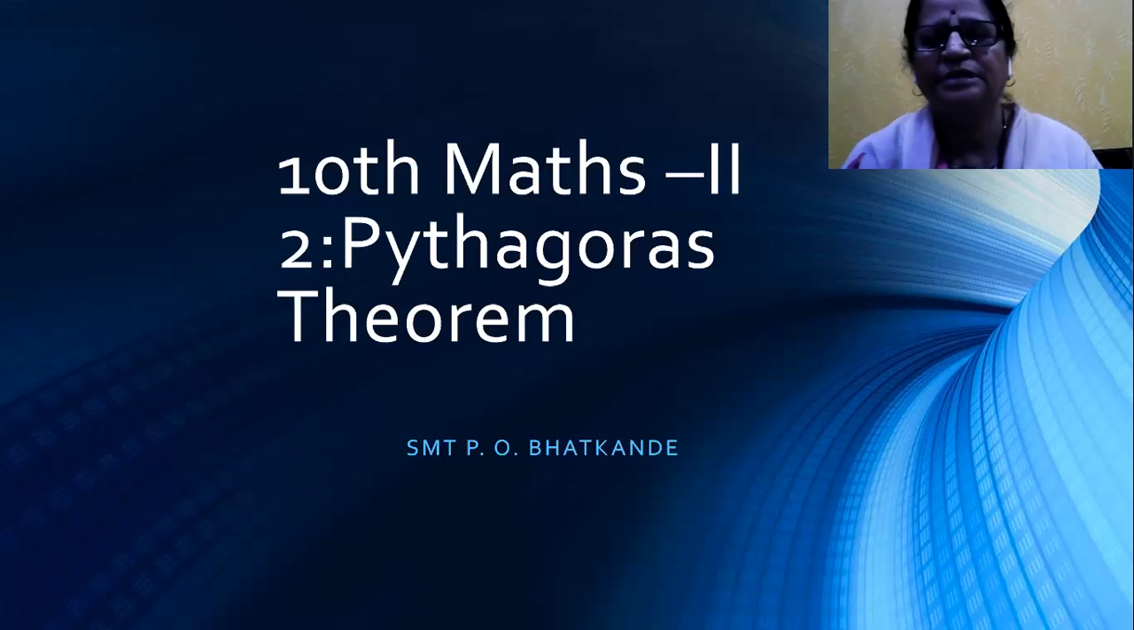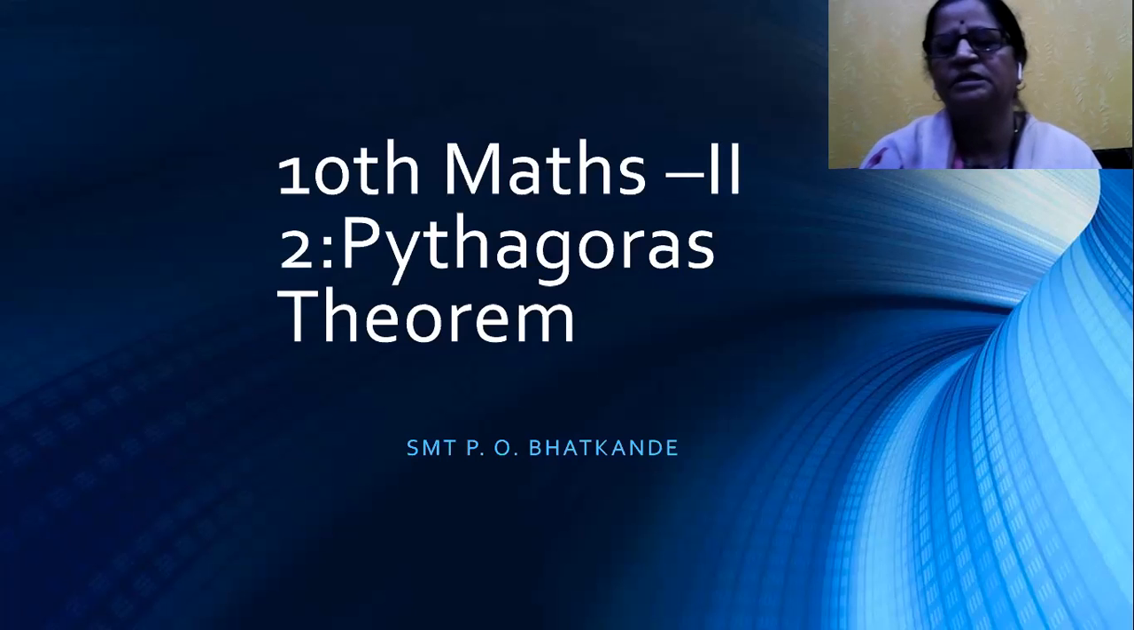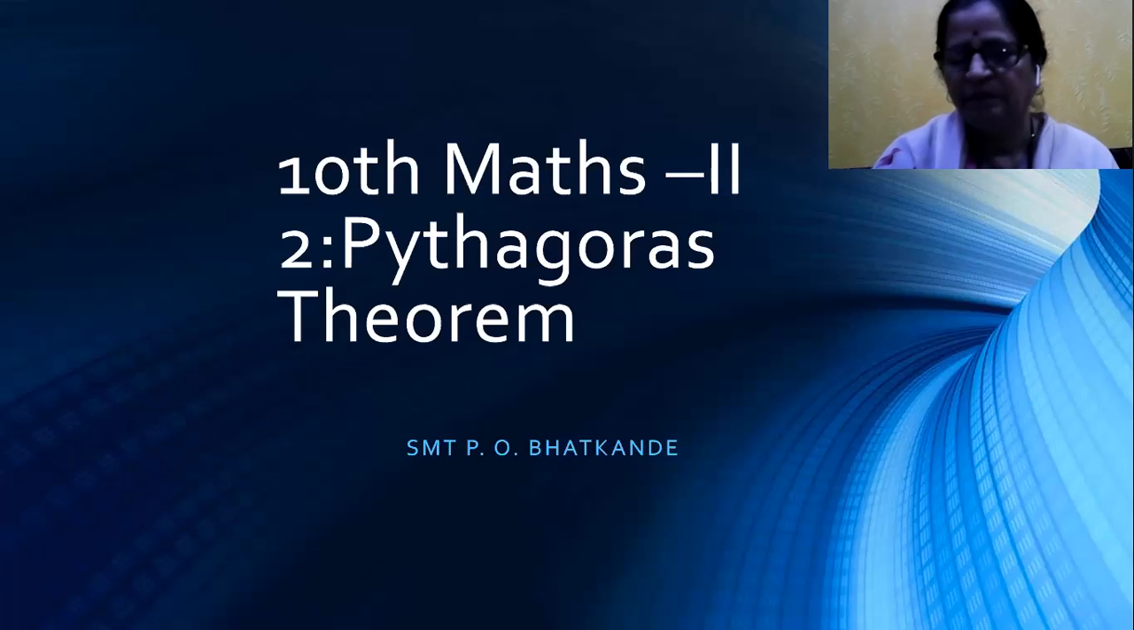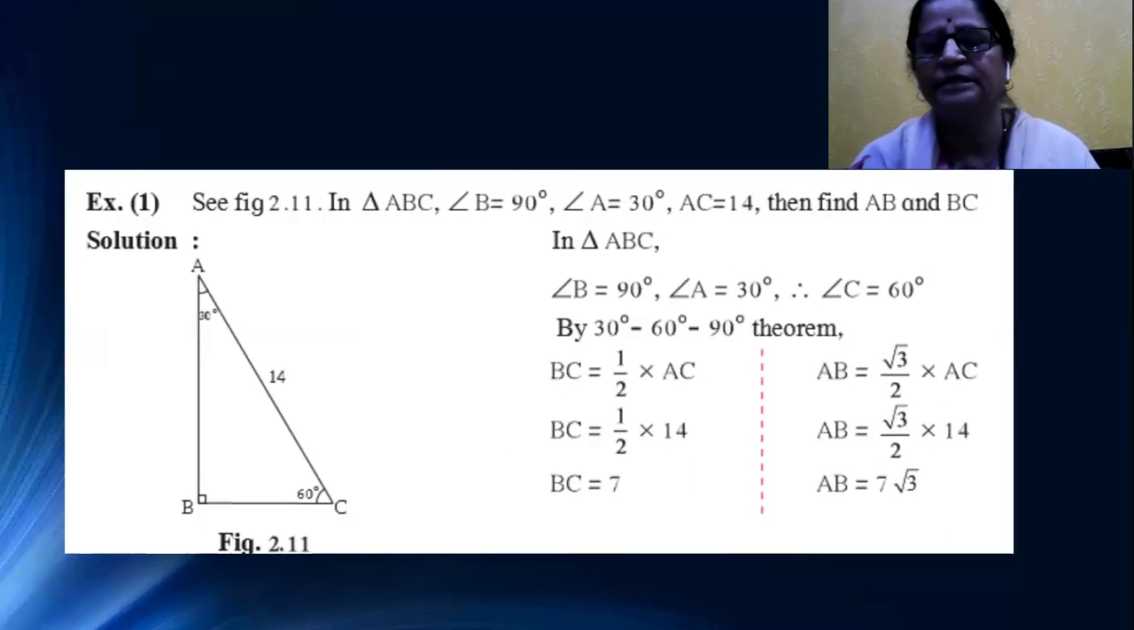Today we are going to study Pythagoras theorem examples. Before this we have studied the Pythagoras theorem, the 30-60-90 degree theorem and the 45-45-90 degree theorem. We are using those theorems for solving examples. Here one example is given.